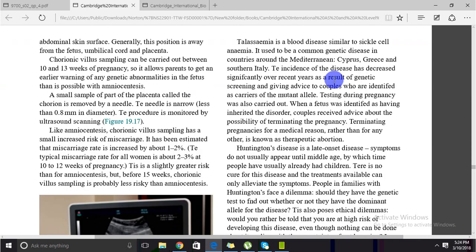It carries a small risk of miscarriage, which is increased by about 1 to 2%, and a slightly greater risk for amniocentesis. But before 15 weeks, chorionic villus sampling is probably less risky than amniocentesis. If you want to carry the test out before 16 weeks, you should go for chorionic villus sampling, but afterwards amniocentesis is a better option. If you try amniocentesis before the 16 week mark, it will probably increase the risk of miscarriage by a larger amount.